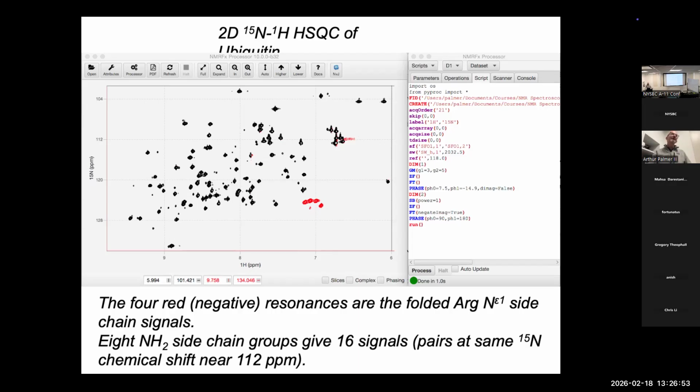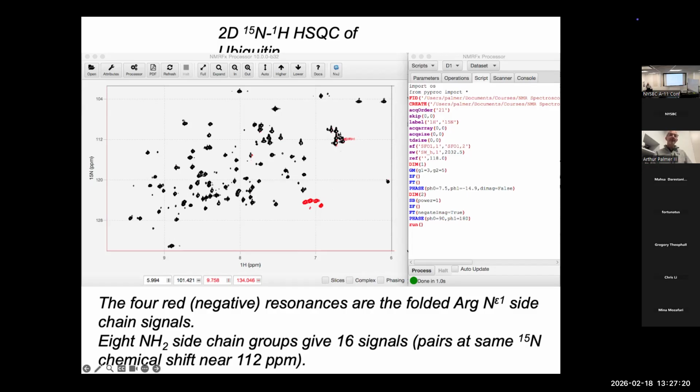If the first point in T1 is adjusted to be 0, then the folded peaks all have to be positive, because then there's no first order phase correction. So depending on how you set the experiment up, you can arrange to have the folded peaks either upside down or right side up. That's kind of up to you.